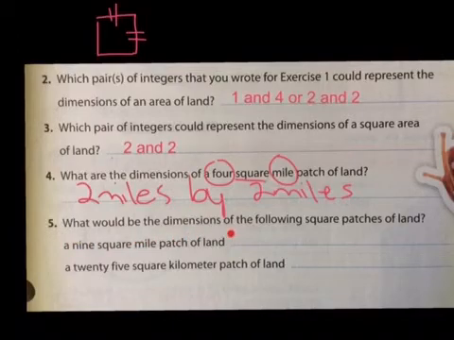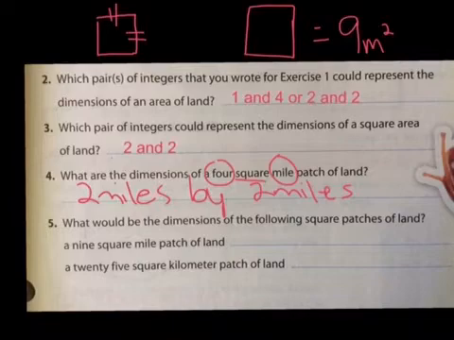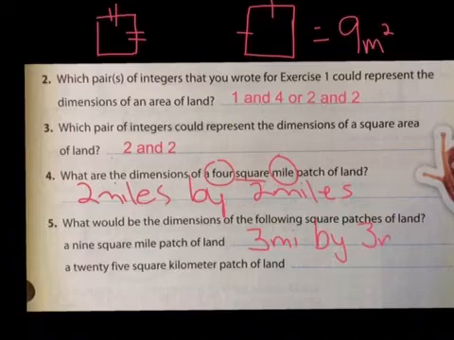What would be the dimensions of the following square patches of land? A 9 square mile patch of land. If I were to draw a square patch of land and I have 9 miles squared, what would it have to be? It would have to be 3 by 3. So I'm going to write 3, again miles, but I'll write in the short form, by 3 miles.